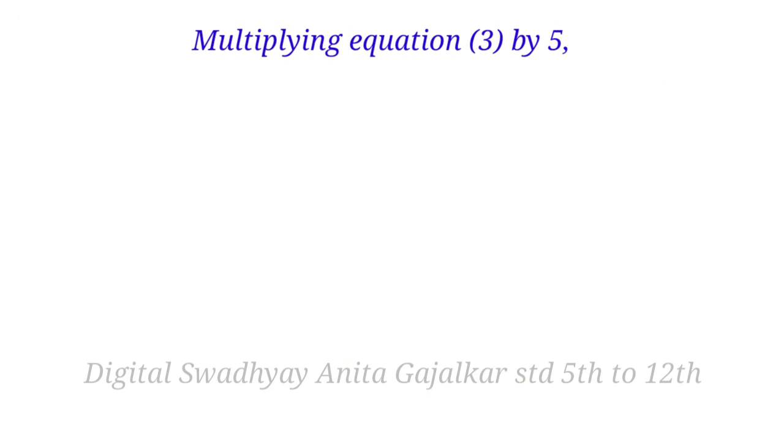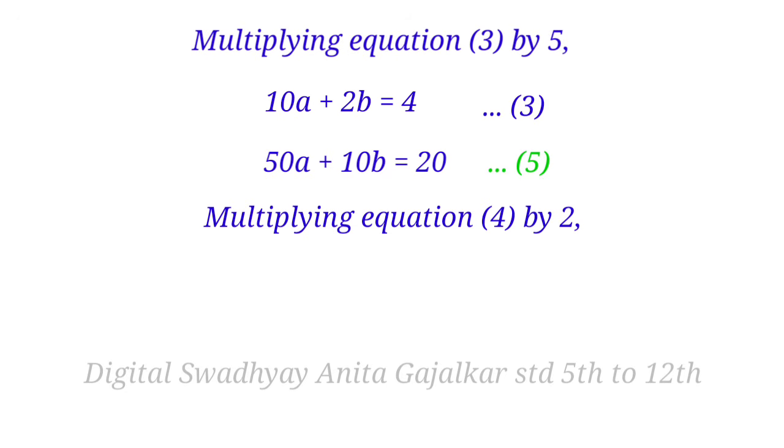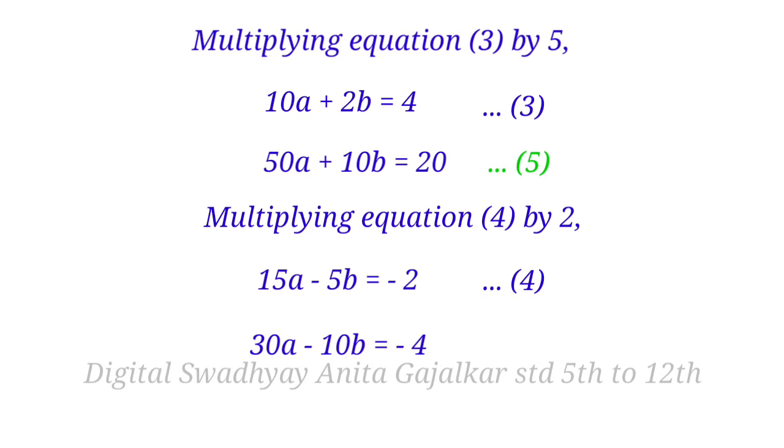Multiplying equation 3 by 5. Equation 3 is 10a plus 2b equal to 4. Therefore, 50a plus 10b equal to 20, इक्वेशन नंबर 5. यहाँ पर हम इक्वेशन फोर्थ को 2 से मल्टीप्लाई करेंगे तो b के कोएफिशिएंट सेम हो जाएंगे और a की वैल्यू निकालने में आसानी होगी. मल्टीप्लाइंग इक्वेशन 4 by 2. Equation 4 is 15a minus 5b equal to -2. 30a minus 10b equal to -4. Equation number 6.